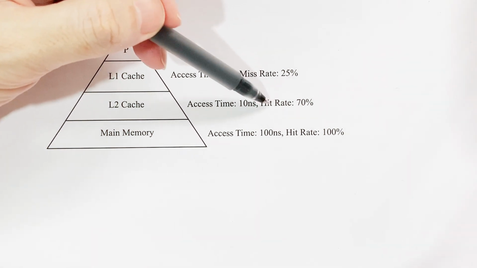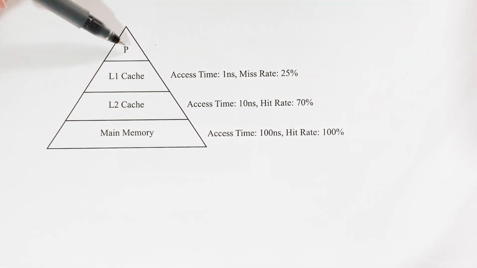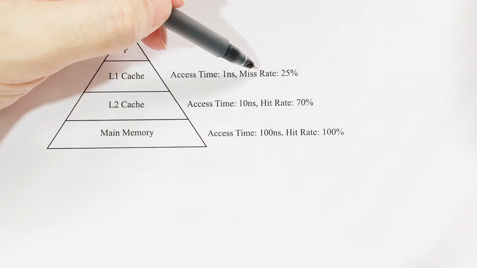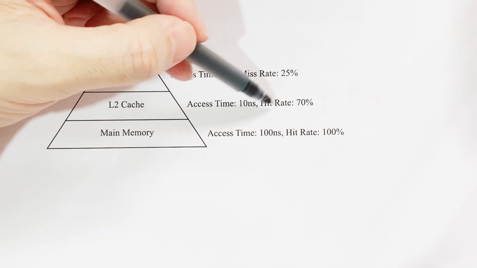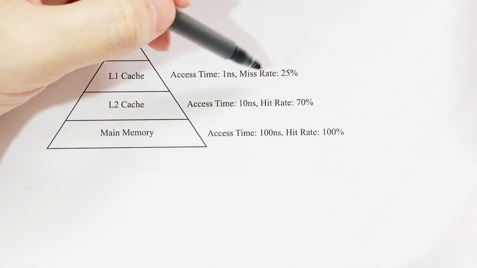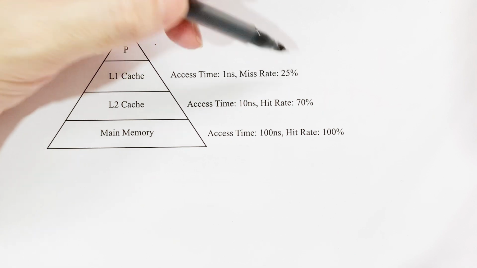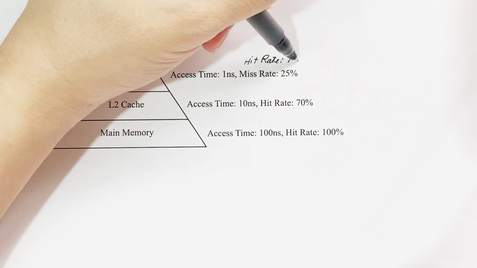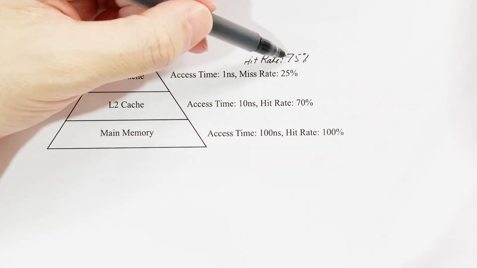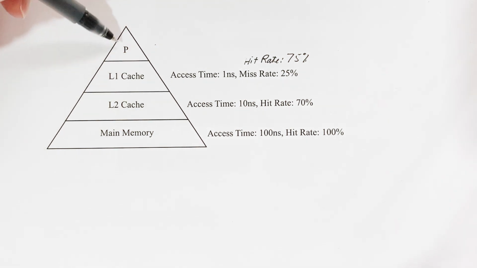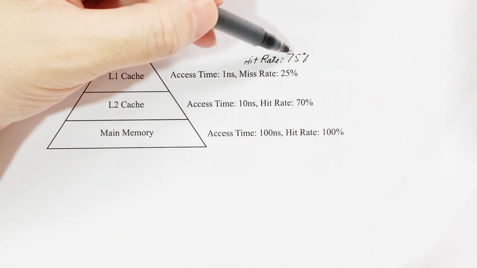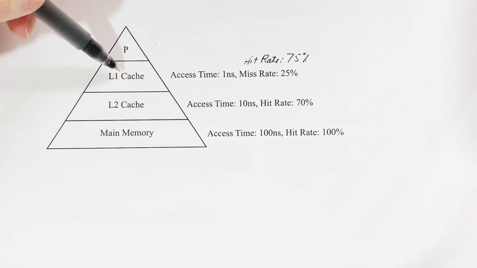So the hit rate is how high the chance is that the processor, when it requires data or an instruction, can find it in the cache memory. And the miss rate is 100 minus the hit rate. So in this case, the level 1 cache has a miss rate of 25%, or we could say that the hit rate is basically 75%. Or in other words, 75% of the time when the processor tries to search for the data in the level 1 cache memory, the data is available from there.